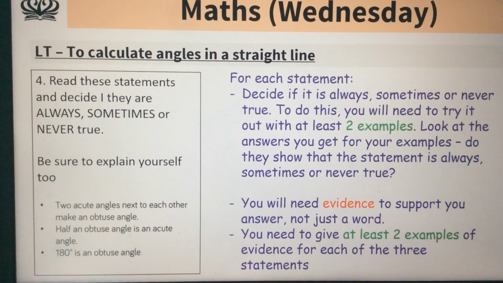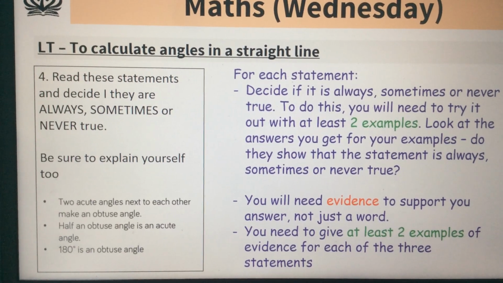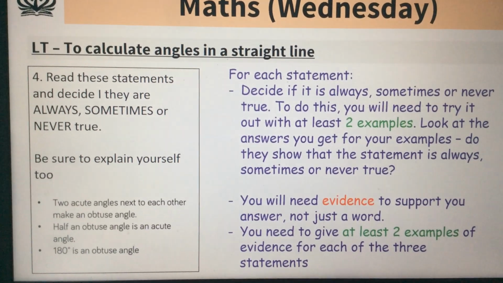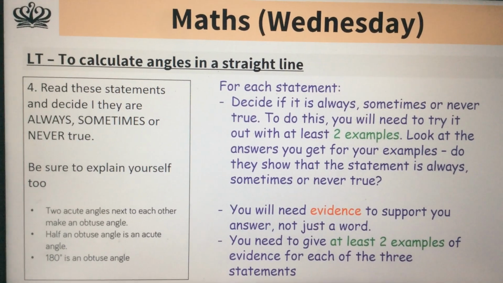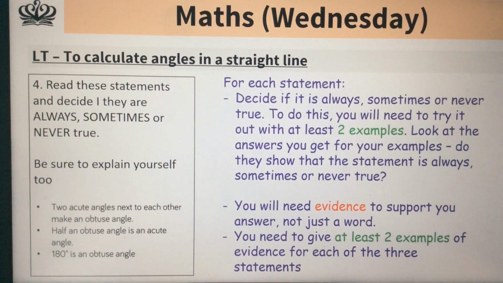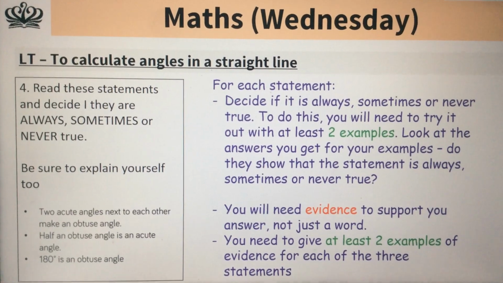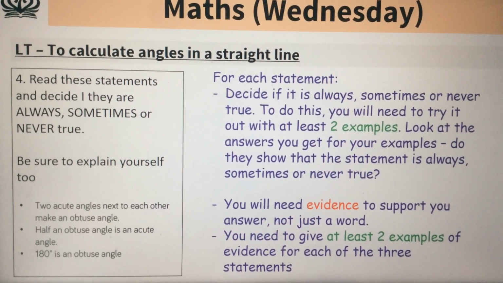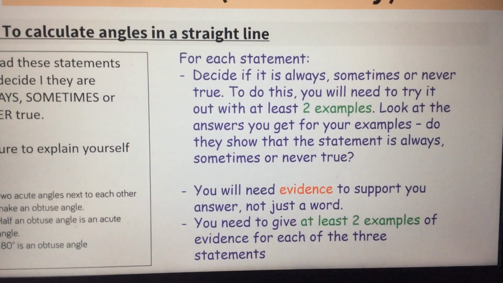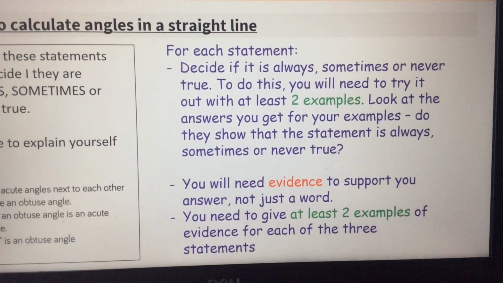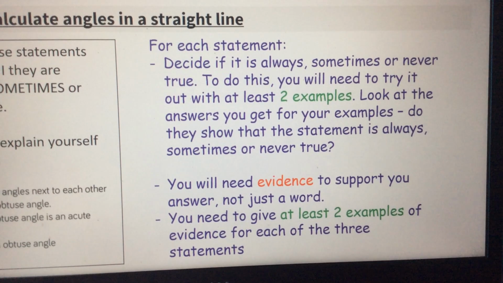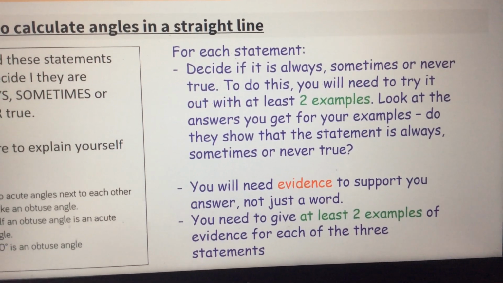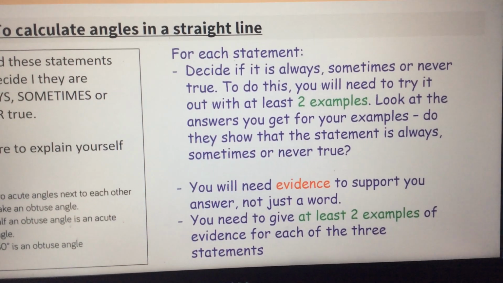Half an obtuse angle is an acute angle, and 180 degrees is an obtuse angle. So for each one of those, you need to decide whether that is sometimes true, always true, or never true. And the way that you're going to do it is you're going to start with one statement at a time. So you've got to decide if it's always, sometimes, or never true. To do this, you need to try it out with at least two examples.